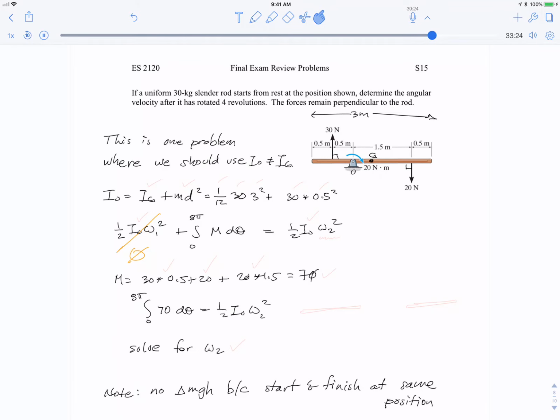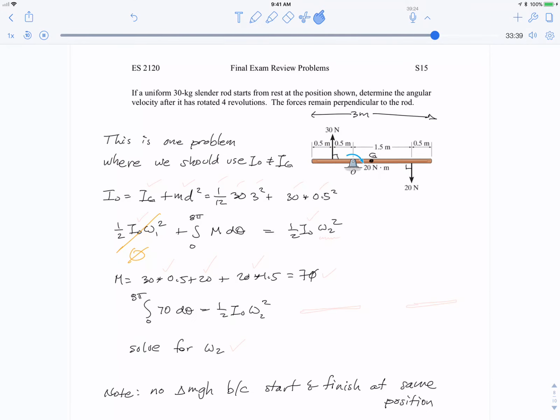Normally I would do this all about the center of gravity, but it's getting late. I'm running out of steam, and so it's more convenient to do this around O because everything's spinning around O, and that's how I'm going to solve it.